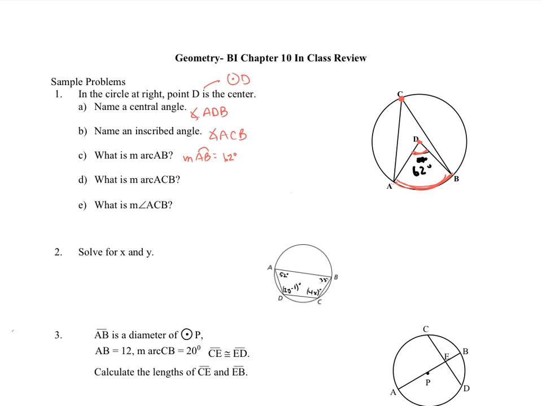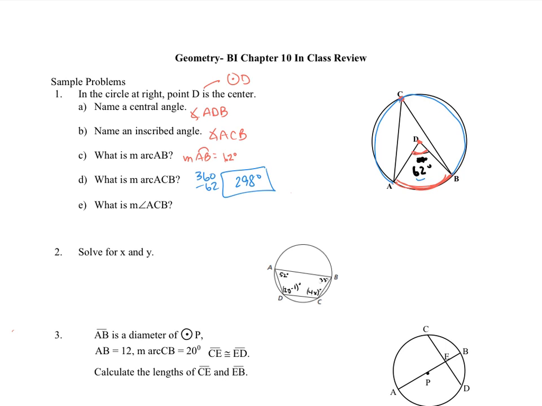Okay, then what is the measure of arc ACB? So this time we're going A to C to B. Well, all the way around except for this 62. So we're going to say 360 minus the 62 gives us 298, which is the measure of that arc.